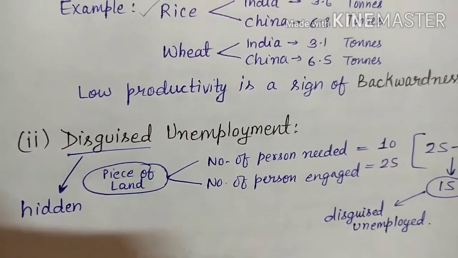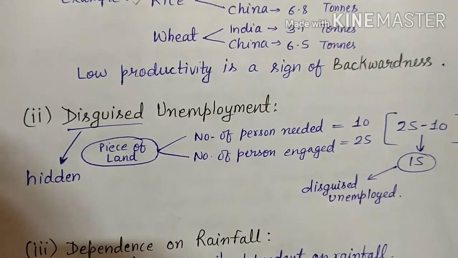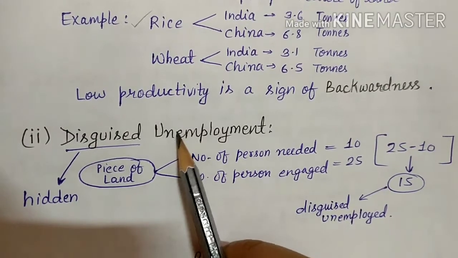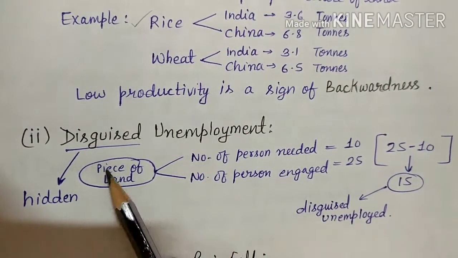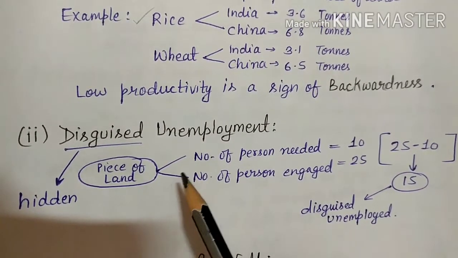Now pay attention here because it is very important, and many students got confused: sir, what is the meaning of disguised unemployment? See, disguised means hidden. Okay, and unemployment you know very well. When people are ready to work but they didn't get the work, that is called unemployment. Now how is it different from the general unemployment?